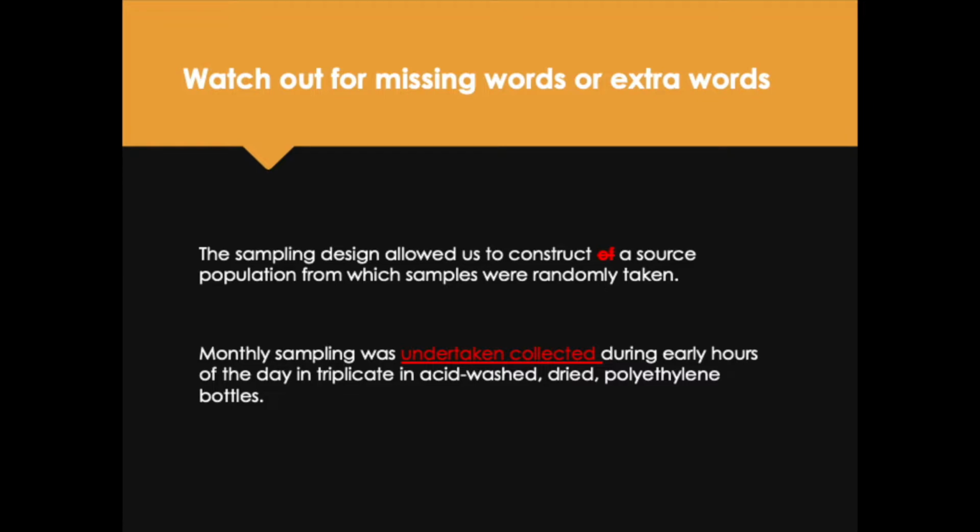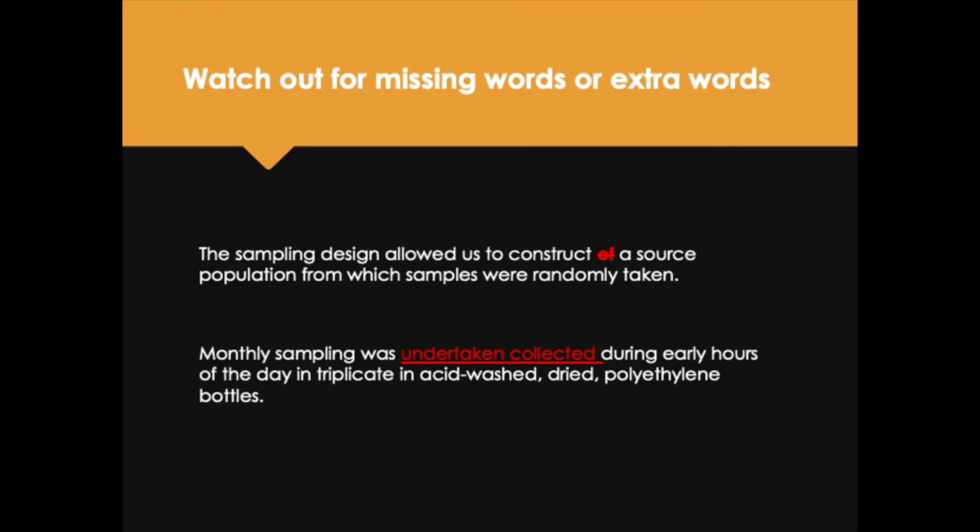The sampling design allowed us to construct of a source population from which samples were randomly taken. So the word of is extra there. So it should say construct a source population, not construct of a source population.